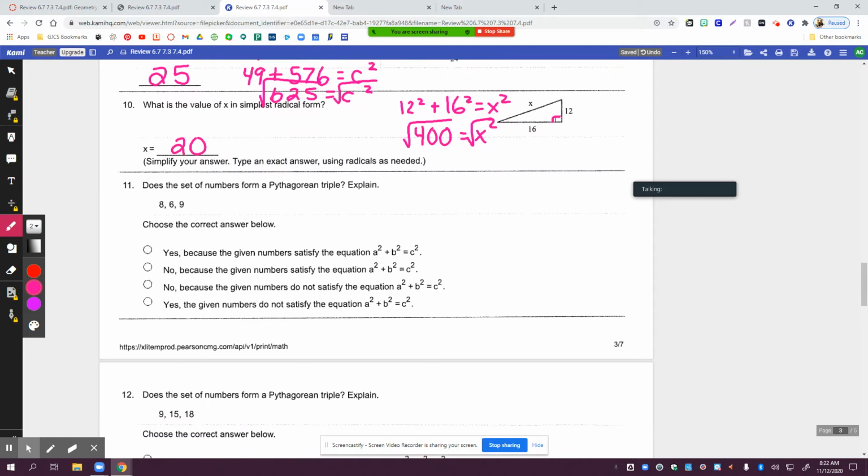Now, going along with Pythagorean theorem were Pythagorean triples. Does the set of numbers form a Pythagorean triple? The two shortest sides, 8 and 6, would have to be a and b. 9 would have to be c because it's the longest.